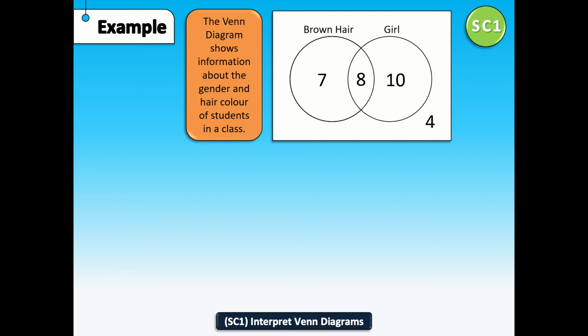So there are 7 people who have brown hair who aren't girls. There are 8 people who have brown hair and are girls. There are 10 people who are girls who don't have brown hair. And there are 4 people who are not girls and don't have brown hair.